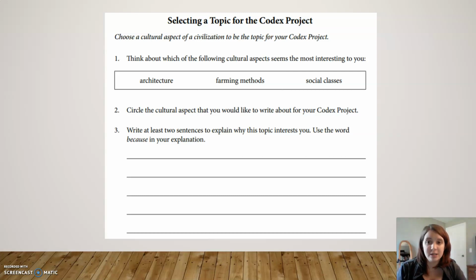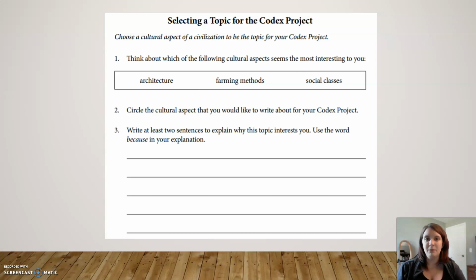So your choices, there are three choices. There's architecture, farming methods, or social classes. And don't worry if you're confused about them now. We're going to get into talking more in depth about each of those. But your job is to figure out if you would like to write about architecture, farming methods, or social classes. And then you're going to write 2 sentences to explain why that interests you. Why did you like architecture? Why do you like farming methods? Why do you like social classes?